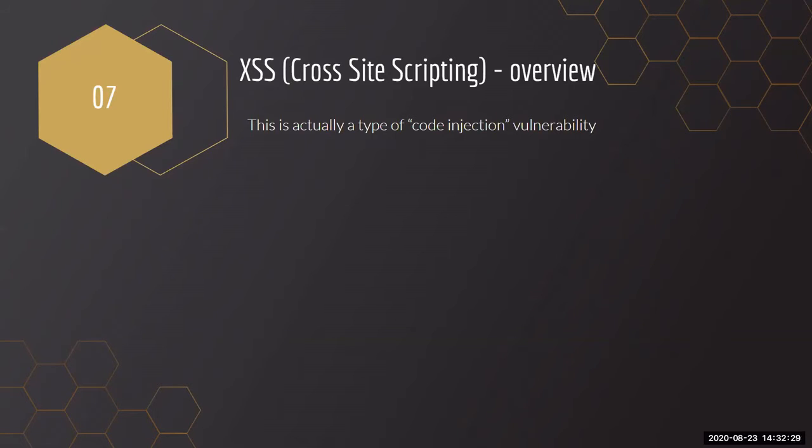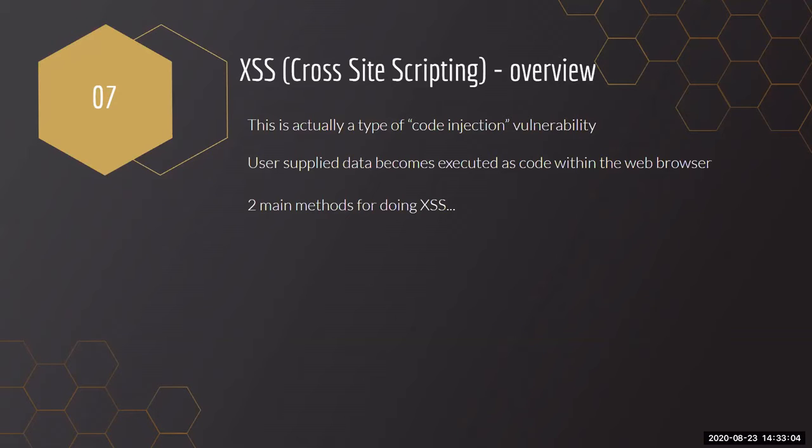This is actually a type of code injection vulnerability. Number 1, number 2, it's when user-supplied data becomes executed as code within the web browser. So primarily, we're talking about JavaScript, because JavaScript can be used to do just about anything on a computer these days. If an attacker is able to find a way to get another user's browser to run specific JavaScript code, they can make that user's browser do anything that the user can do.